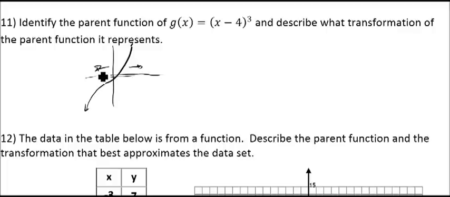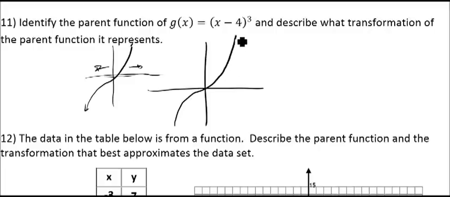On the basic curve of the basic cubic parent function, I know that when I put 0 into it, it gives me 0. So the thing I'm wondering is, what would x have to be in order for this to become 0? And the answer is it would have to be 4. If I plugged that value of 4 into this function, 4 minus 4 is 0, 0 to the third is 0. So I know that this point is on the curve.